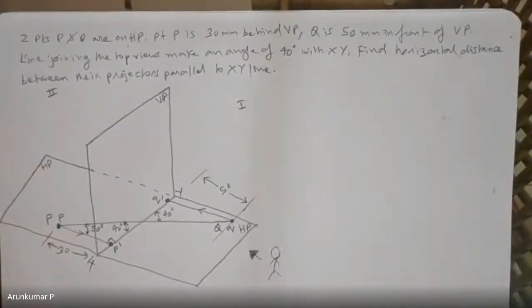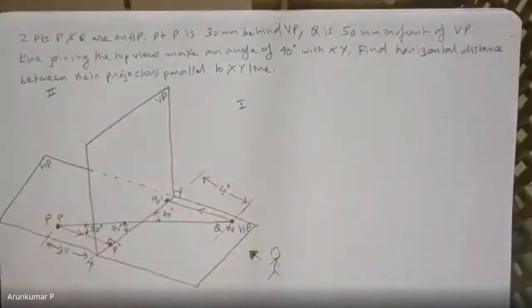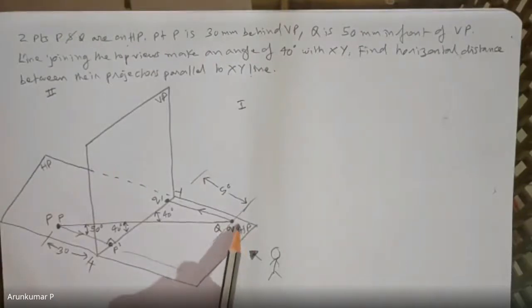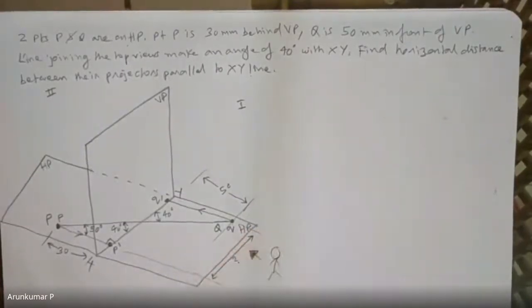And what are you supposed to find? Find the horizontal distance between their projectors parallel to XY line. So what you are supposed to find is this distance. This is the projector of P and P dash. This is the projector of Q and Q dash. You are supposed to find this horizontal distance. I hope it is clear.